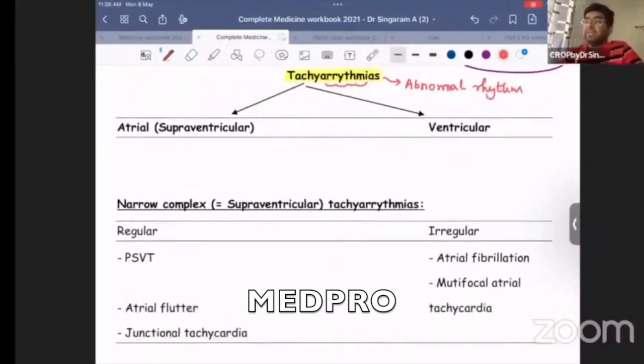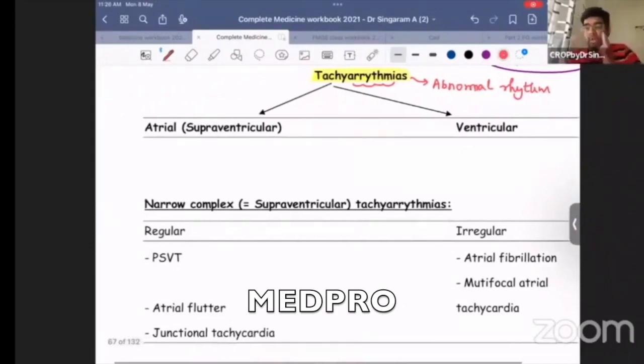And we try to divide these tachyarrhythmias into two areas. One is called atrial tachyarrhythmia, or what we call supraventricular. Supraventricular means above the ventricles. Above the ventricle, what is that? Atrium. So it's called atrial or supraventricular tachyarrhythmia. One more is called ventricular tachyarrhythmia, where the problem is originating inside the ventricles. Okay, right? We are going to discuss them in detail, but I will give you a small introduction as to how we differentiate a patient with tachyarrhythmia into ventricular or supraventricular tachyarrhythmia.